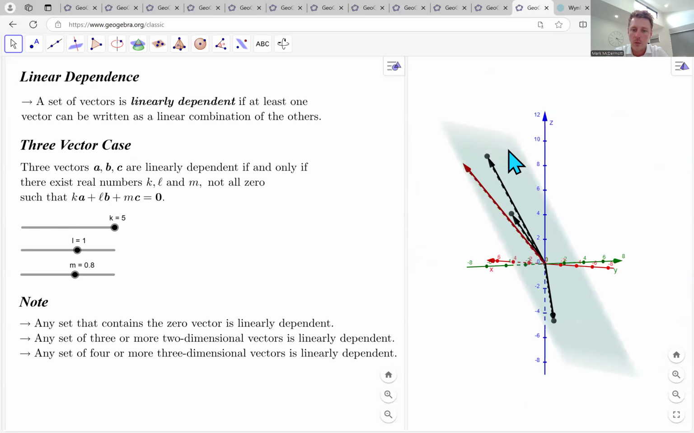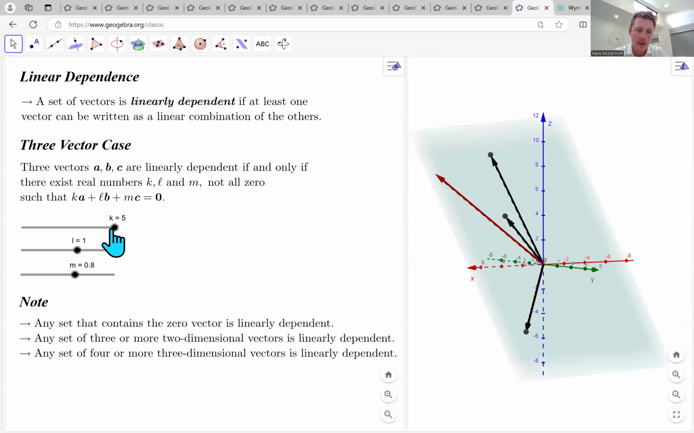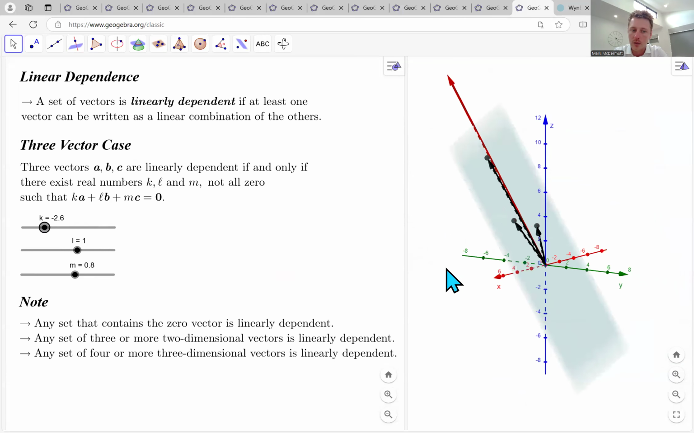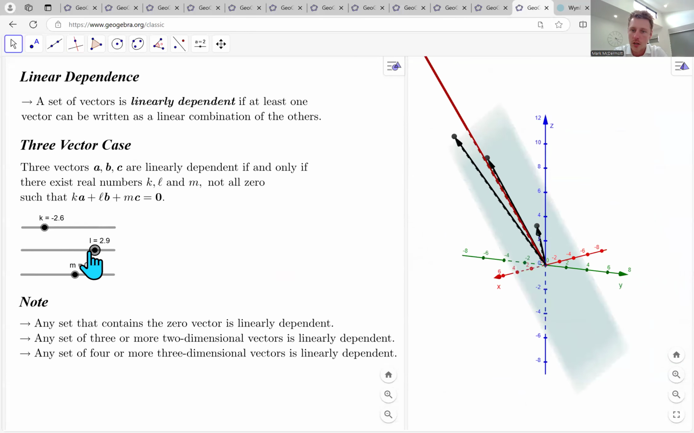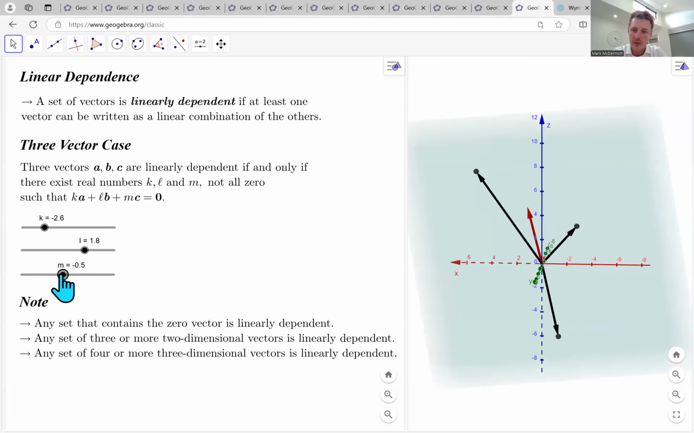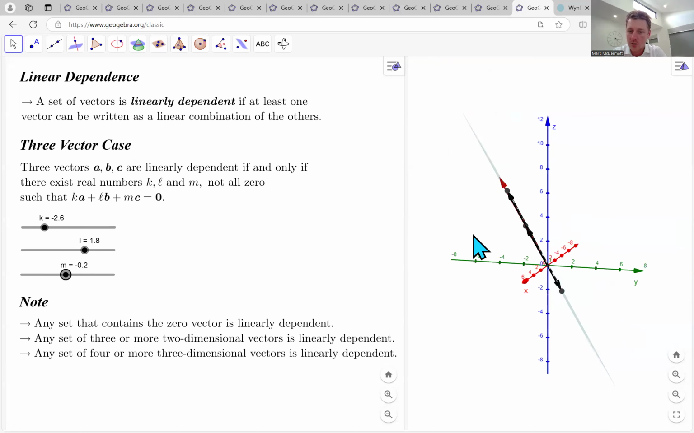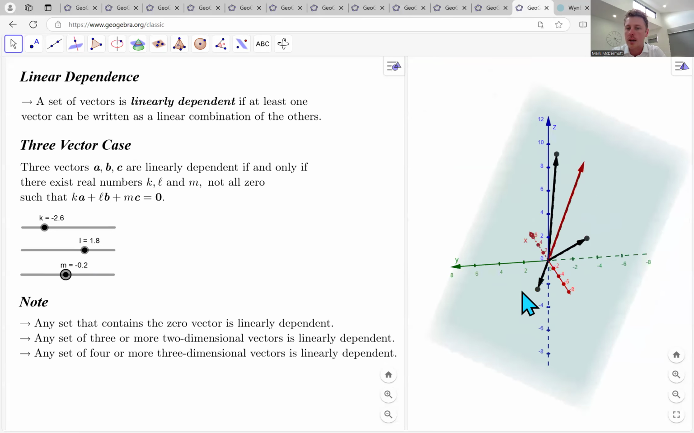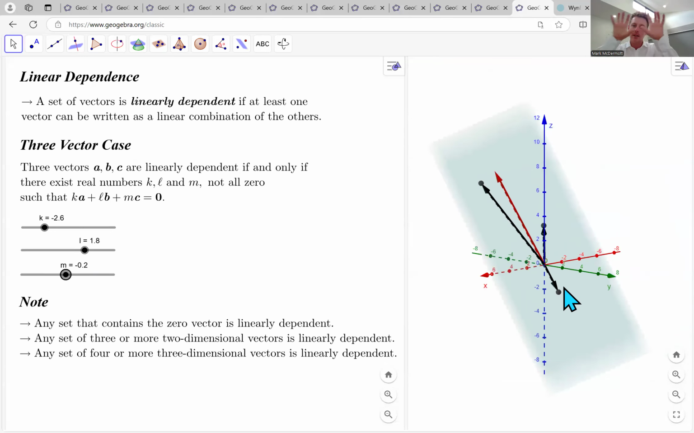Okay? And what I'm going to do is scale those vectors up and down. So I'm going to change the value of K. And what you'll notice is, again, ignore the red one, we're not going to get off that plane. No matter what I do, I can change these values, but those black vectors are always staying on this plane, which in three-dimensional space means that they are linearly dependent, because we can't span three-dimensional space. We can't get to every point in space.